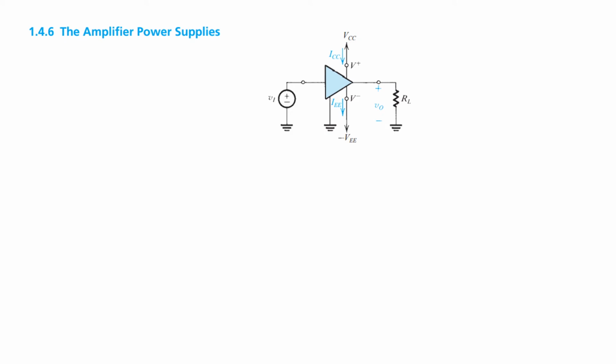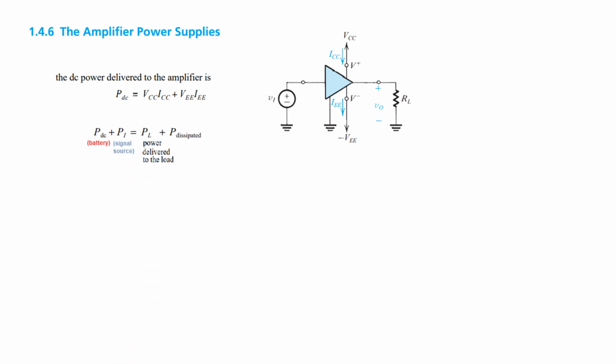The power supplies of the amplifier, you can see here, we have a positive power supply connected and a negative terminal of the power supply connected. The DC power delivered to the amplifier is PDC. Remember, the battery is supplying the power. So this positive battery supplies the positive voltage we call VCC, into the current of the battery ICC. So one power is coming from here, the other power is coming from here. VEE is the voltage multiplied by IE. So PDC is actually the sum of the two powers: the power from the positive side battery and the power of the negative battery.